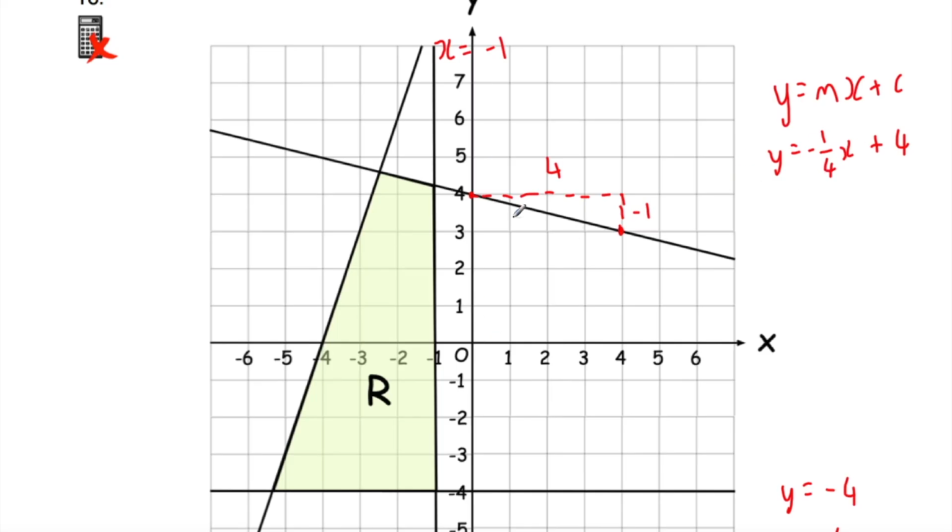Now let's choose a point that's not on the line, and I like to choose one that's inside the region, so I'm going to choose this point here, -2, 0. The x coordinate is -2 and the y coordinate is 0.